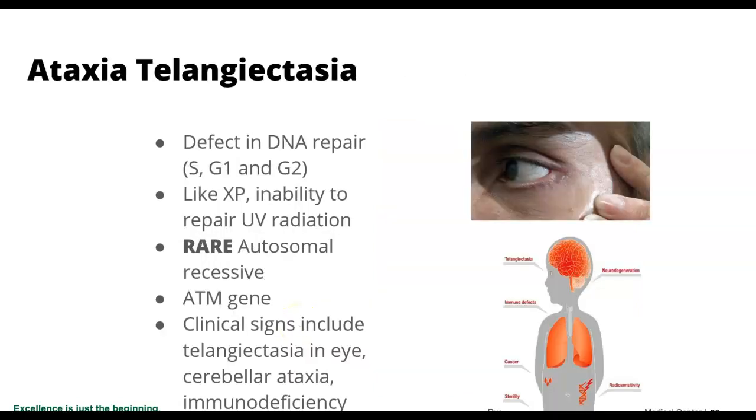Ataxia telangiectasia is also a super rare recessive disorder affecting the cell cycle, and similar to the last one, inability to repair UV radiation. It's the ATM gene, and signs include telangiectasias in the eyes, cerebral ataxia, and immunodeficiency.